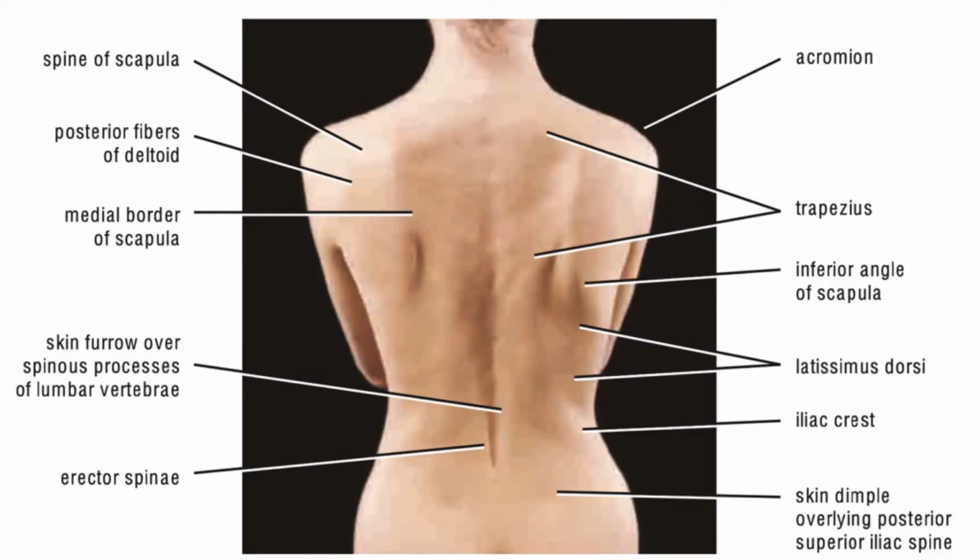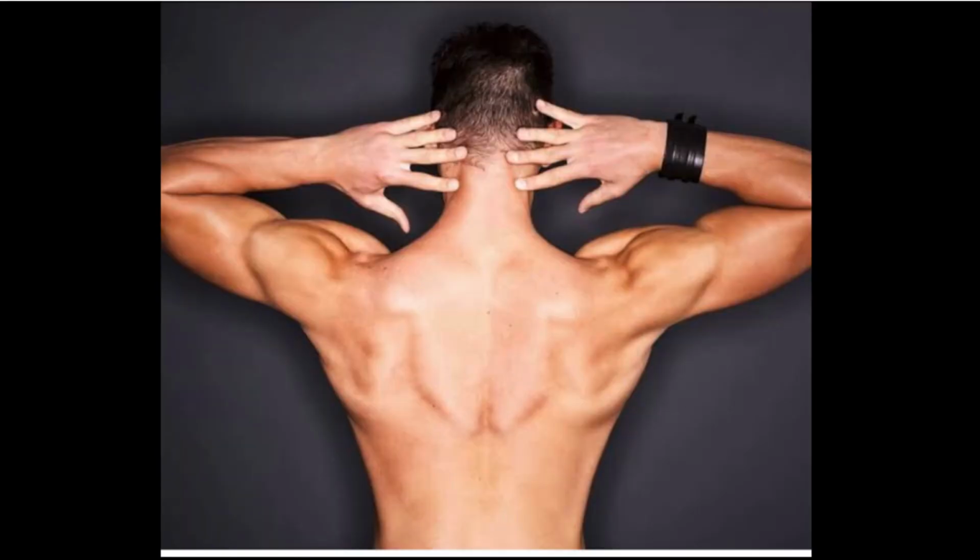Now, in this illustration, let us trace the structures seen in the previous slide. These are the medial border of scapula. This is inferior angle of scapula. This is spine of scapula. Now, here we will see the surface landmarks created because of various muscles. Before that, let us see the scapular boundaries again. This is medial border of scapula. This is inferior angle of scapula. This is spine of scapula.